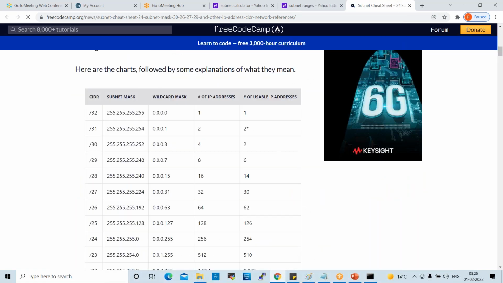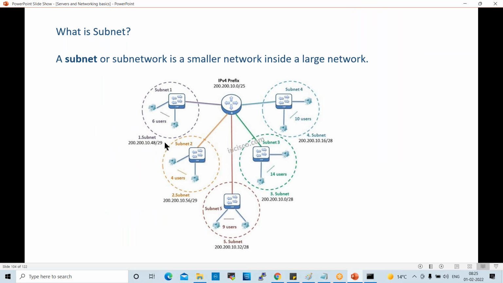See here, /32, for example, 255.255.255.255/32. When we give /32, what will happen? In this, only one IP address we can accommodate. Only one system we can connect. If you give /29, 8 systems. See here in this slide, /29 is there. Within this subnet, we can connect 8 systems, 8 servers only, 8 devices only.